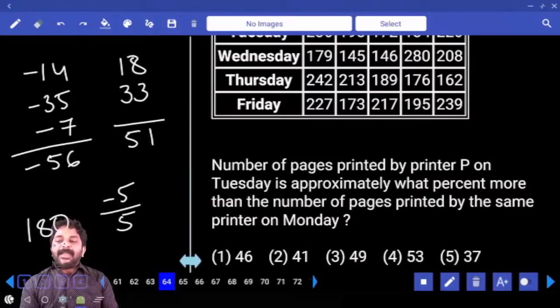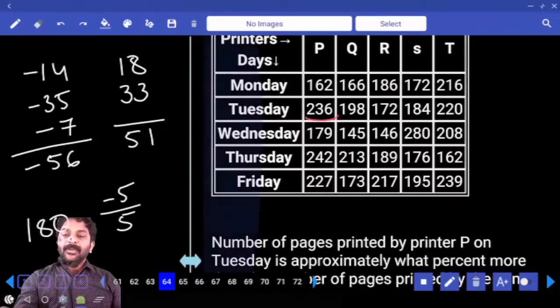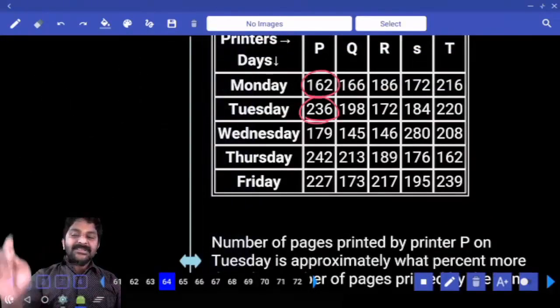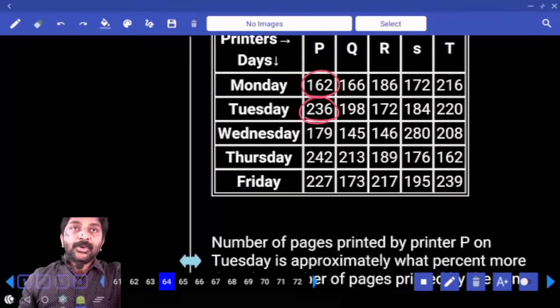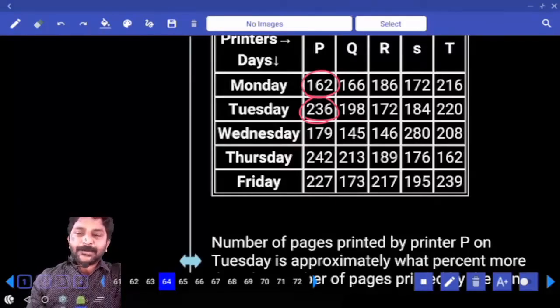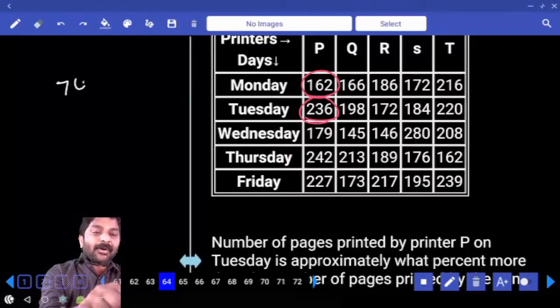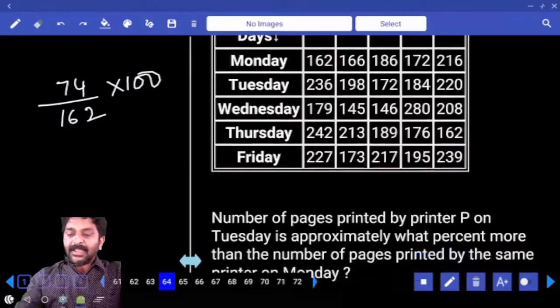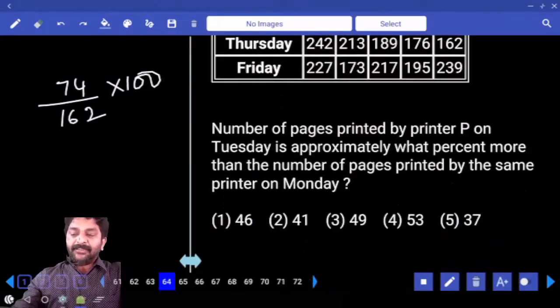Number of pages printed by printer P on Tuesday is approximately what percent more than the pages printed by the same printer on Monday? P, Tuesday. P on Monday, 162. With respect to 162, 236 is what percentage more? Correct? 236 is how much more than 162? 74 more. With respect to 162, percentage into 100. When you look at your options, between 40 and 50, right? What is 10% of the denominator? Double.